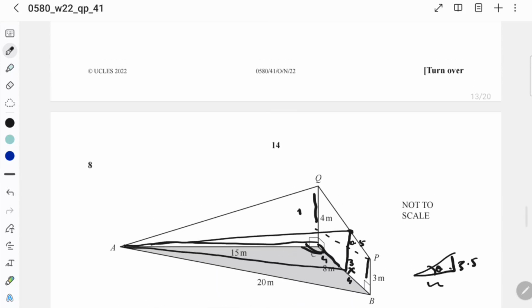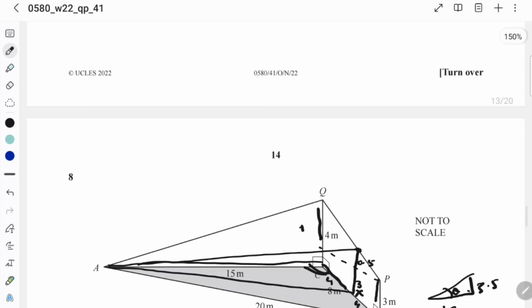So I just tried to take angle of elevation, 3D trigonometry, and trigonometry in this one, and one more 3D trigonometry I have already made. I'll try to give you the link in the description.